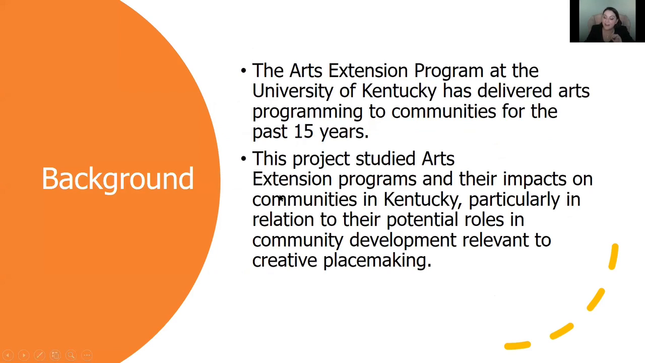So a little background for you all, just for those who aren't familiar with the Arts Extension program in Kentucky. We've delivered arts programming to communities for the past 15 years. And we started with just one agent in one pilot county. They piloted and tested it for a few years, and then word got out that, oh, that county has an arts extension agent. We want one too. How do we get one? So the program spread to other counties.